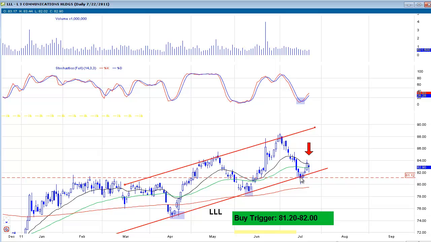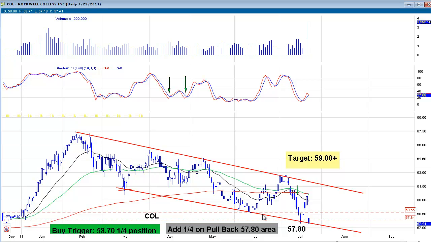It was textbook. So you can see the move we had this week off that trend line. The other stock that was really set up perfectly is Rockwell Collins. And right off this trend line, it powered right up here, went beyond our target. We had a target of 59.80 plus. It was all the way up to like 61.